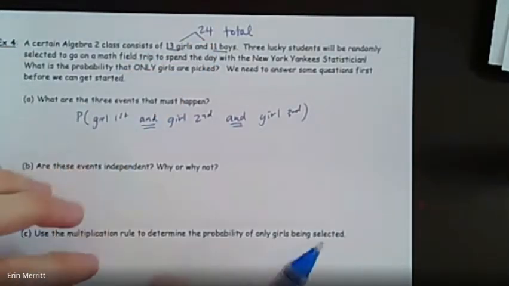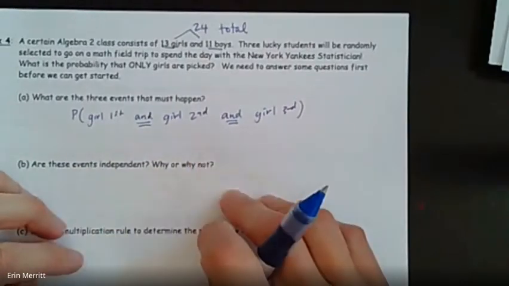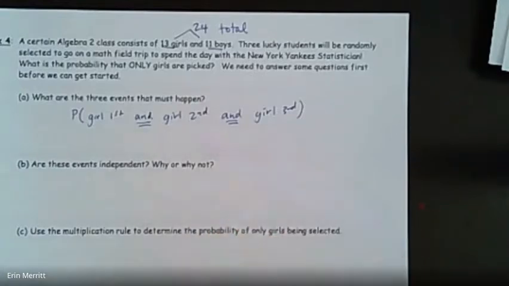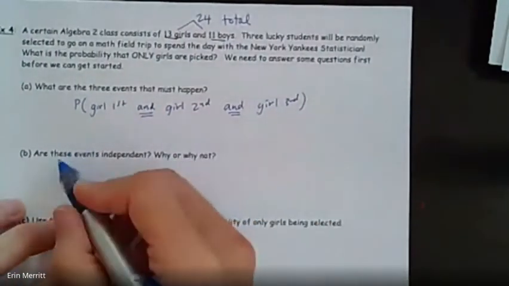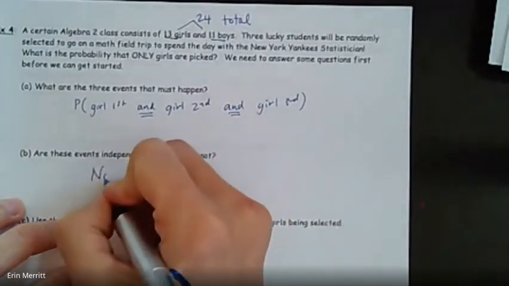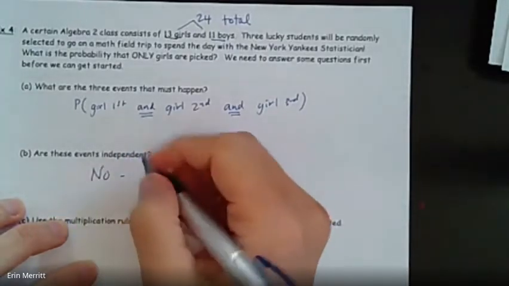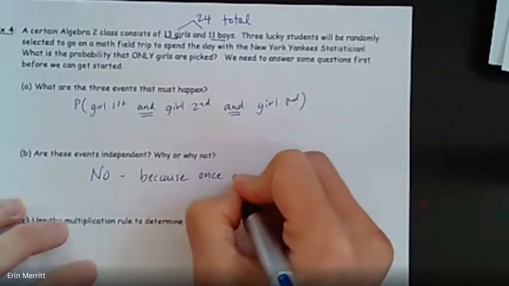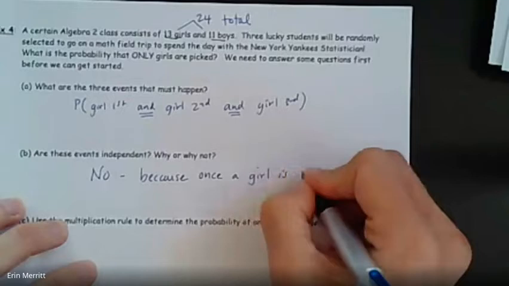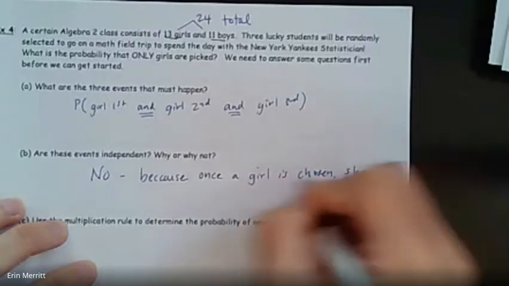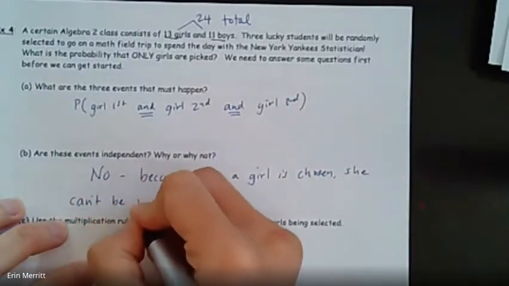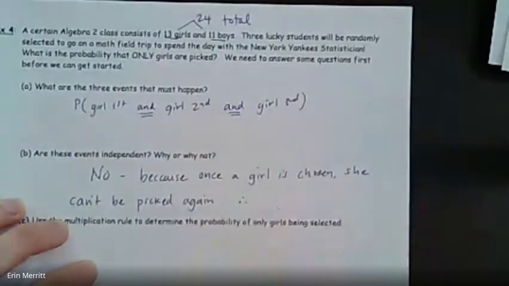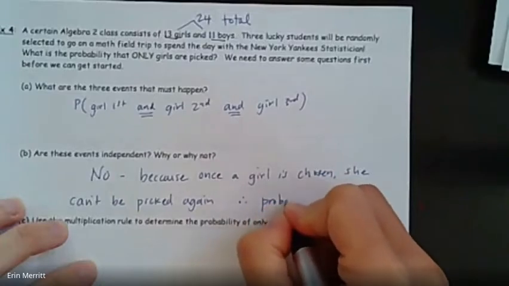So if the first event happening then changes the probability the second time, or for the second event, that's the definition of events being dependent on one another, or not independent. So when it says, are they independent? The answer would be no, right? Because once a girl is chosen, she can't be picked again. Therefore, the probability changes.